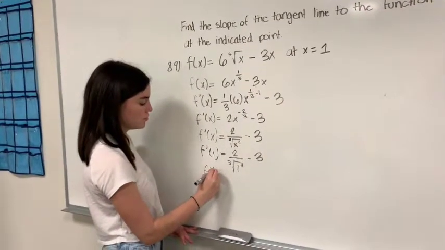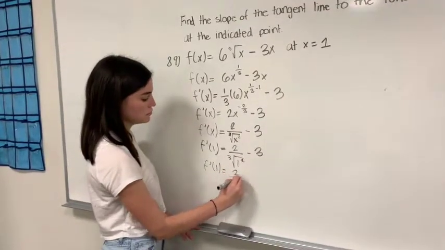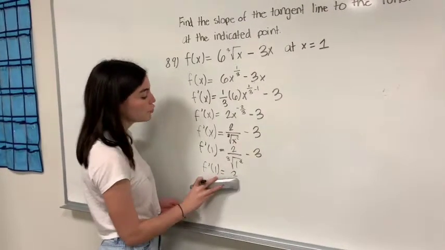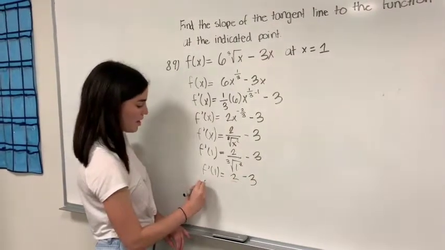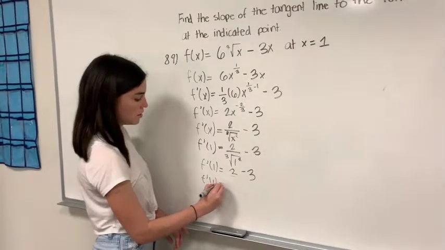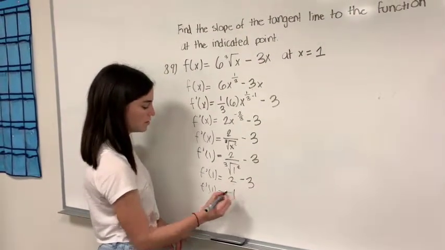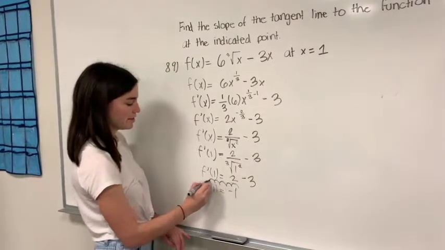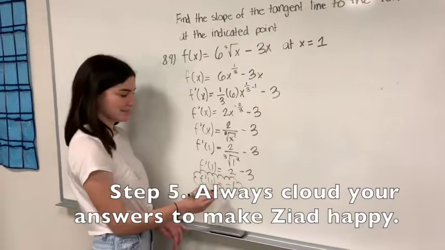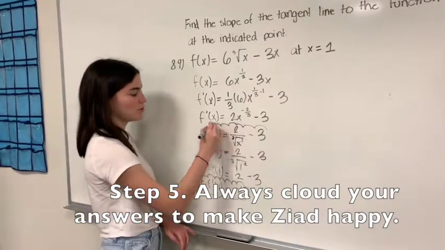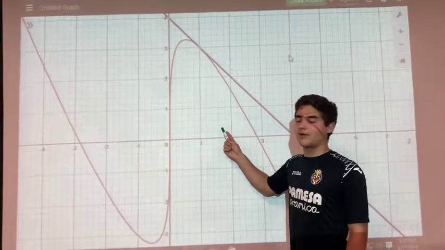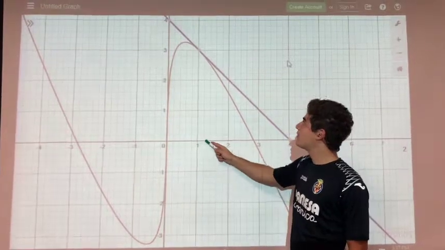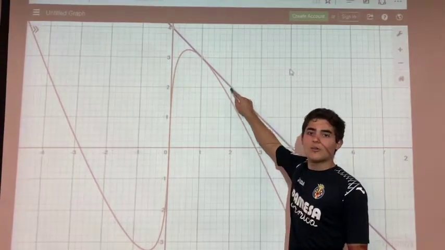So 2 over 1, which is basically 2 minus 3. So f prime of 1 equals -1, and we will plot it. This is our outcome when we graph the function. We can see that at x equals 1, the tangent line has a slope of -1.